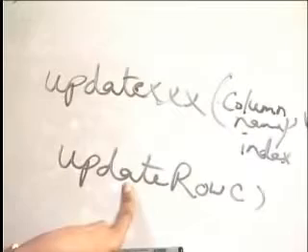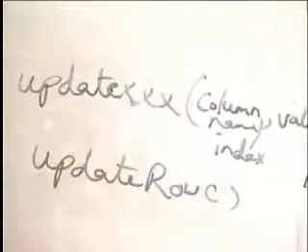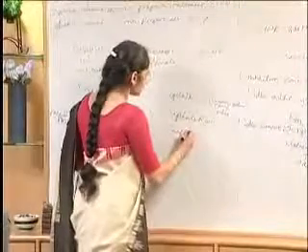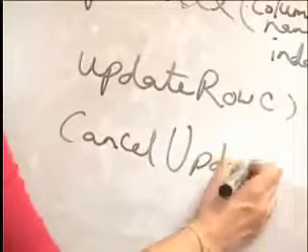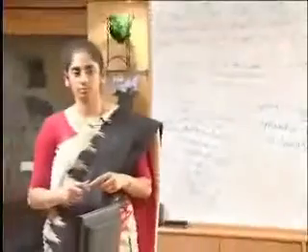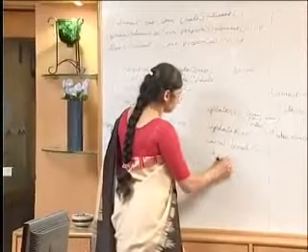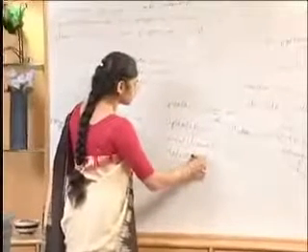You cannot undo it. So before the updateRow, if you want to undo it, you say cancelRowUpdates. So it will undo the changes and get you back to the original state. We also have deleteRow to delete a current row.